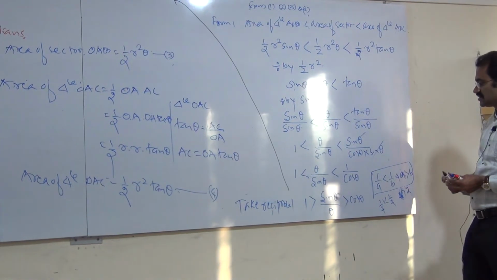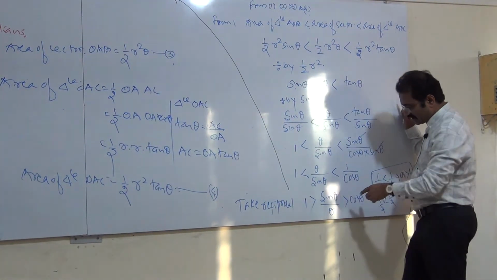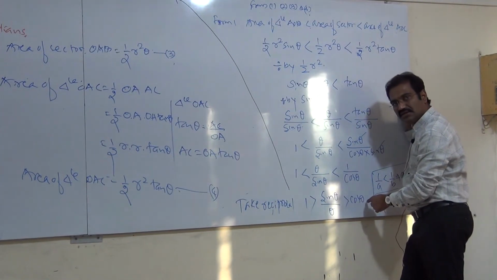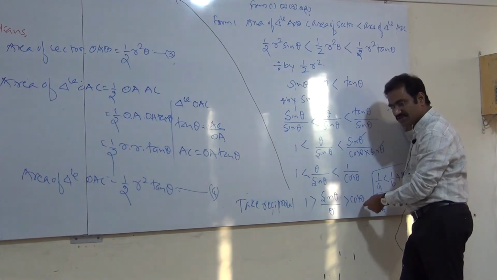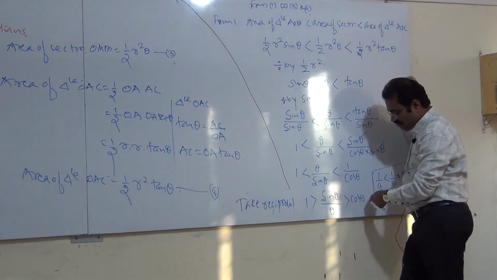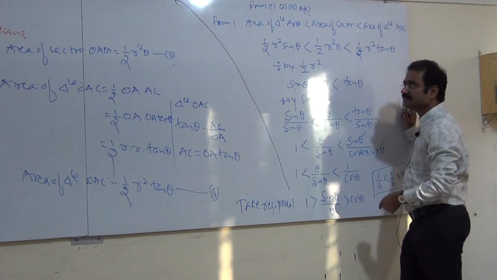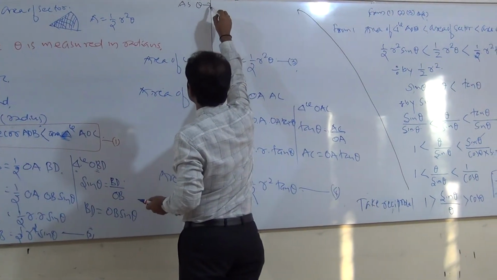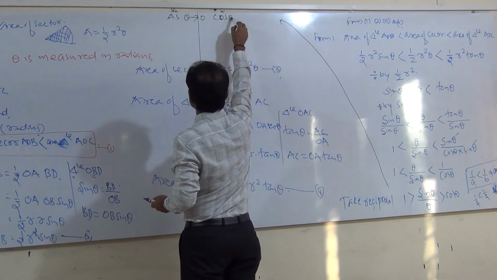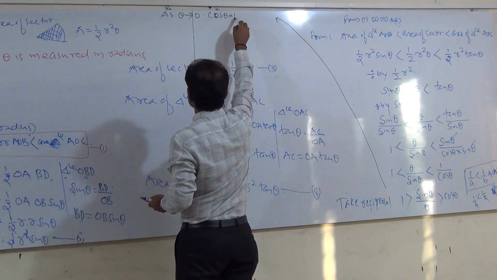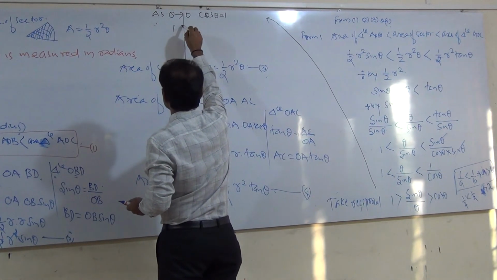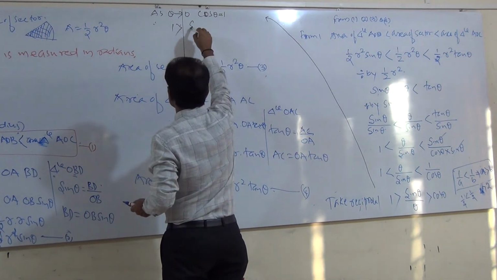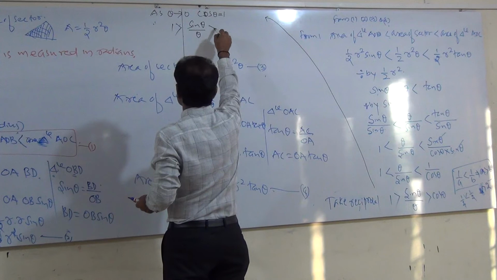The reason is this. Now the discussion. Observe carefully. Sin theta by theta is less than 1, and greater than cos theta. Cos 0 is how much? 1. As theta tends to 0, cos theta tends to what? 1. Therefore 1 is greater than sin theta by theta, which is greater than 1.